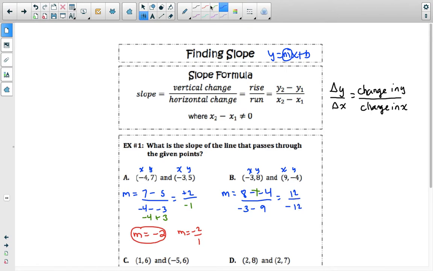Now we want to simplify it as far as possible. 12 divided by negative 12 is negative 1. So our slope is negative 1. And again, you can say it as slope is equal to negative 1 divided by 1, so that we can see the change in y over the change in x. But we can just write it as slope is equal to negative 1.